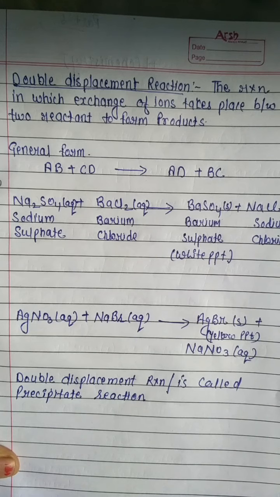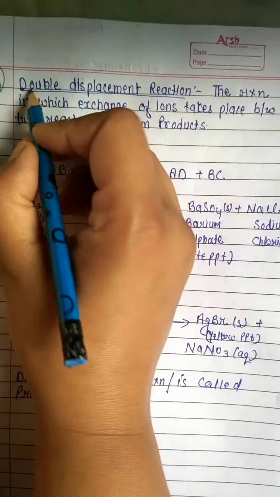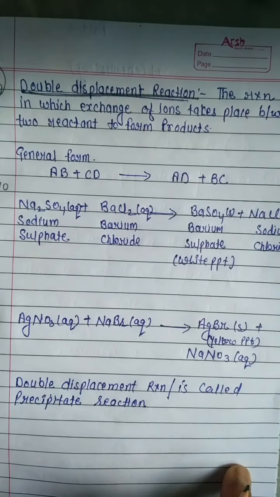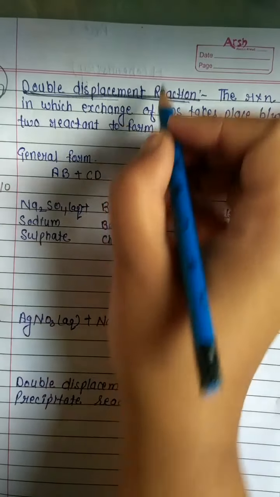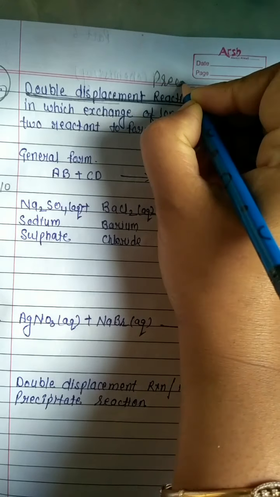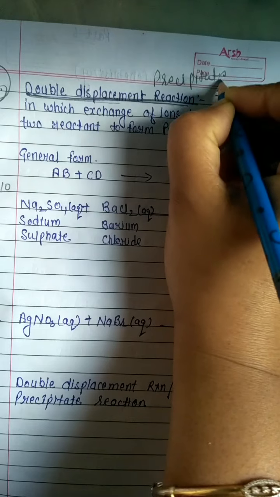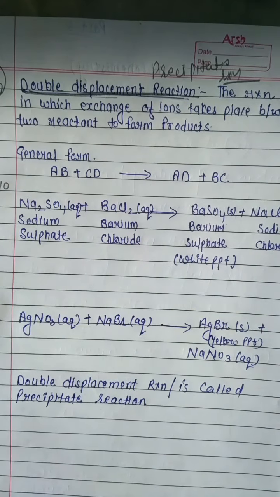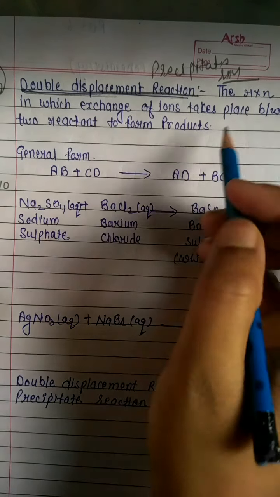Now next, the fourth type of reaction: double displacement reaction. Displacement reaction is also called a single displacement reaction. And now the double displacement reaction. Double displacement reaction is also called a precipitate reaction or the precipitation reaction. Now what is the definition of double displacement reaction?